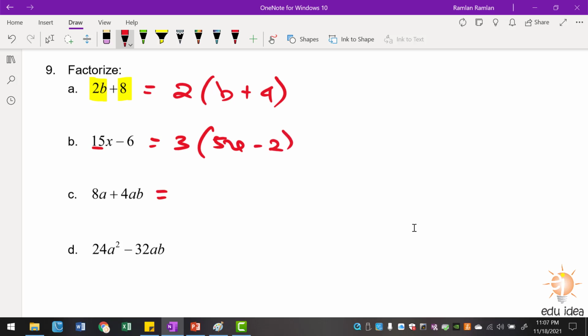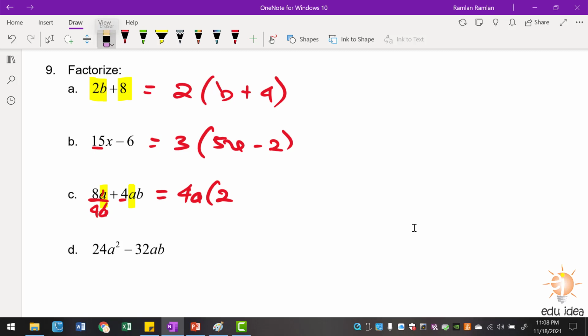Simple stuff. Okay, next we have the numbers 8 and 4, so both of them are divisible by 4. The LCM is 4. Sorry, it's not LCM, it should be highest common factor, right? Highest common factor, so that will be 4. And then we see here that both of these 2 terms have a, right? So we can pull out the a, right? And then in bracket, divide both by 4a, because we're pulling out 4a. Divide this by 4a, cancel that, and then 8 divided by 4 is just 2.